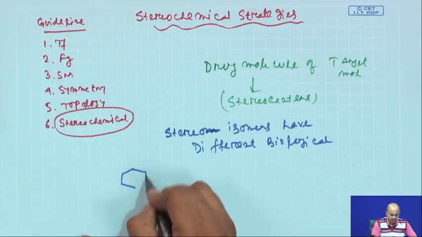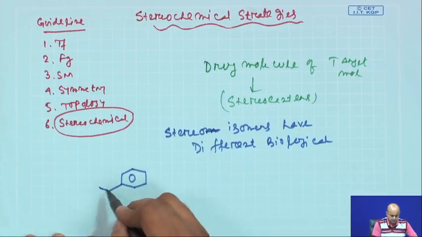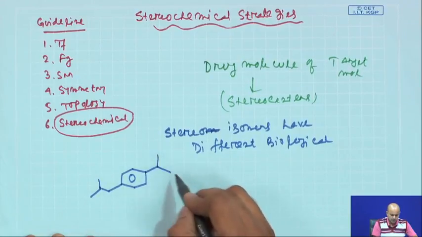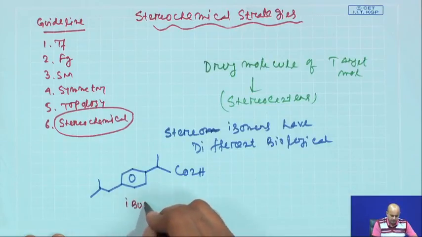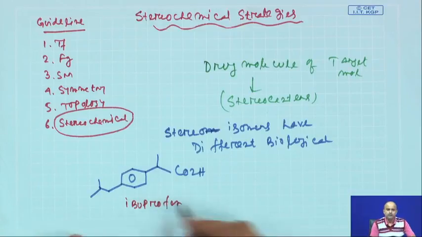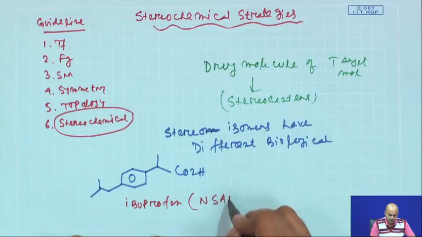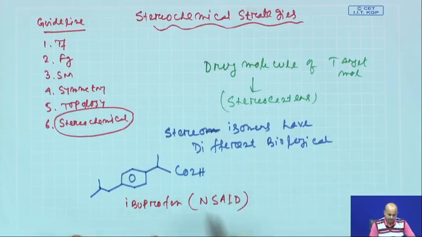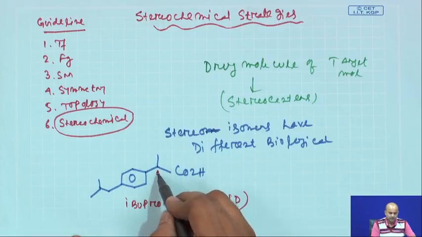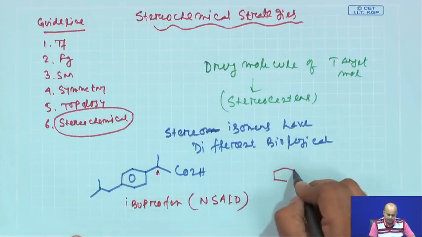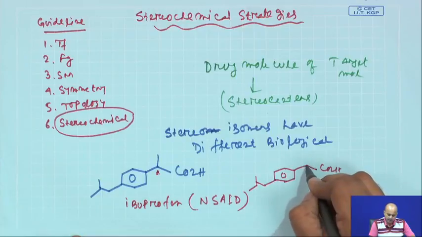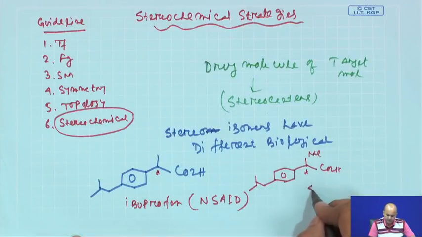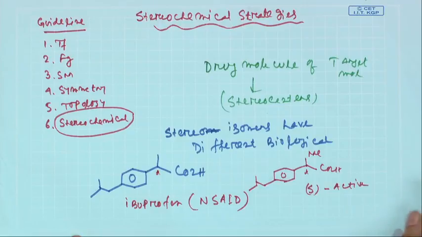Let us give a very classic example. This molecule is ibuprofen. It is a very well known painkiller, and all of us probably take it. It falls in the class of non-steroidal anti-inflammatory drugs. If you see the structure, this compound has a stereocenter here, and in reality the S isomer of ibuprofen has the main biological activity. The S enantiomer is the active form. The R isomer is basically inactive.